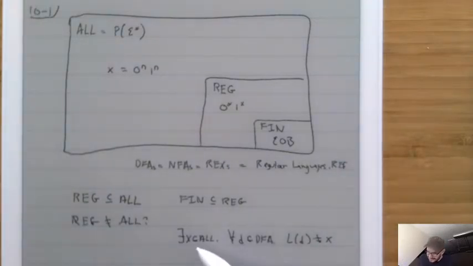Okay, so this exists. I just have to give the example. But then I have to prove that for all DFAs, the language of that DFA is not that. Now, how could you possibly do that? How could you prove that for every single DFA, its language isn't this one?